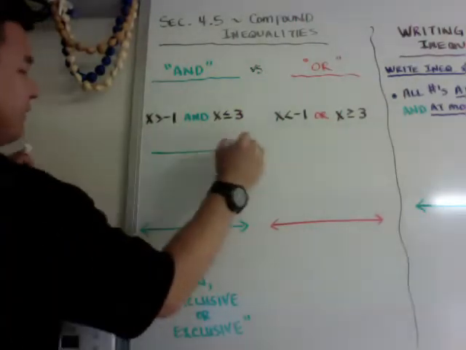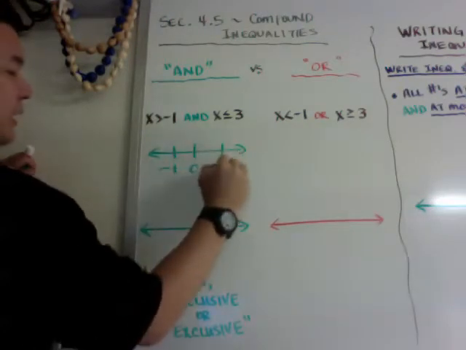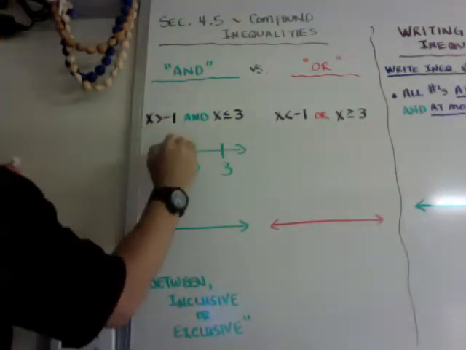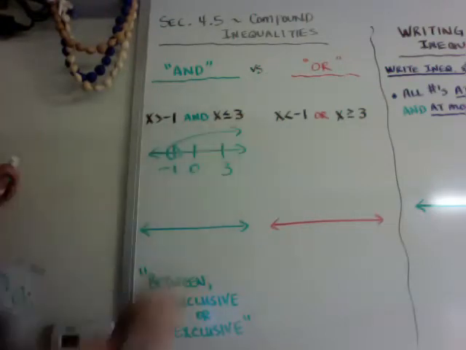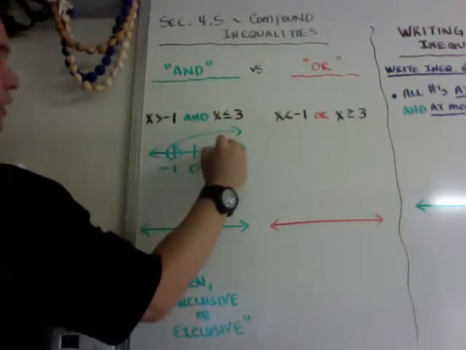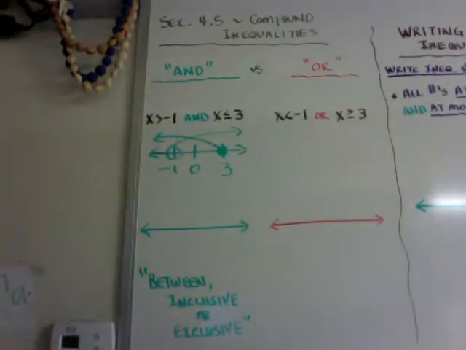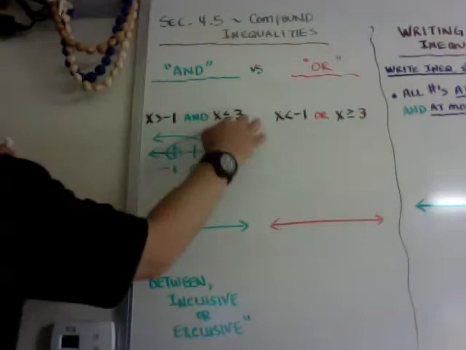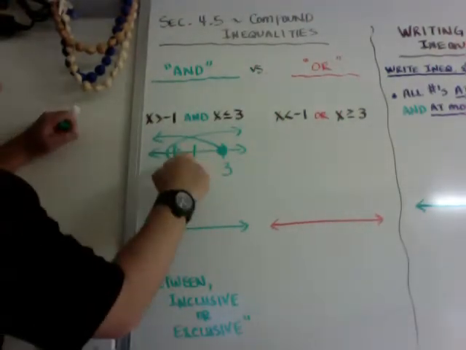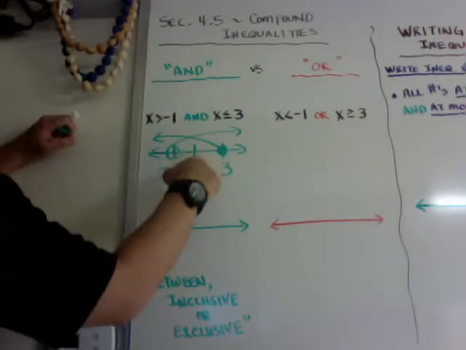The first thing is if I were to graph this, and I'll erase it after, with a -1 and a 3. x is greater than -1 would be an open circle going to the right. x is less than or equal to 3 is a closed circle going to the left. But we need to find numbers that are true for both of these. So if I look at this, is 0 greater than -1? Yes. And is it less than 3?